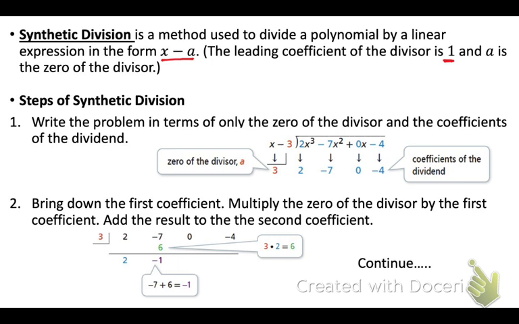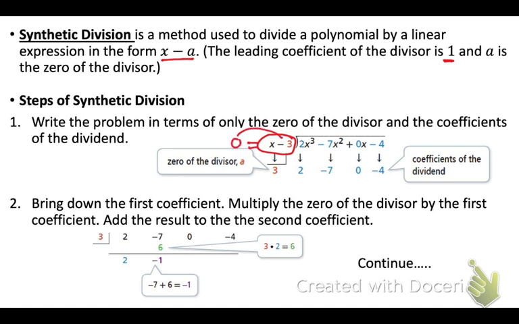Okay, so steps for synthetic division. You write the problem in terms of only zeros of the divisor. So that means you take the divisor right here, because remember yesterday we talked about the divisor, the dividend, and the quotient. Like on our test, are we going to be doing it both ways? Yes. Okay, so we find the 0. Well, how do you find the 0 of anything? You set it equal to what? 0. So we set this equal to 0 and solve.